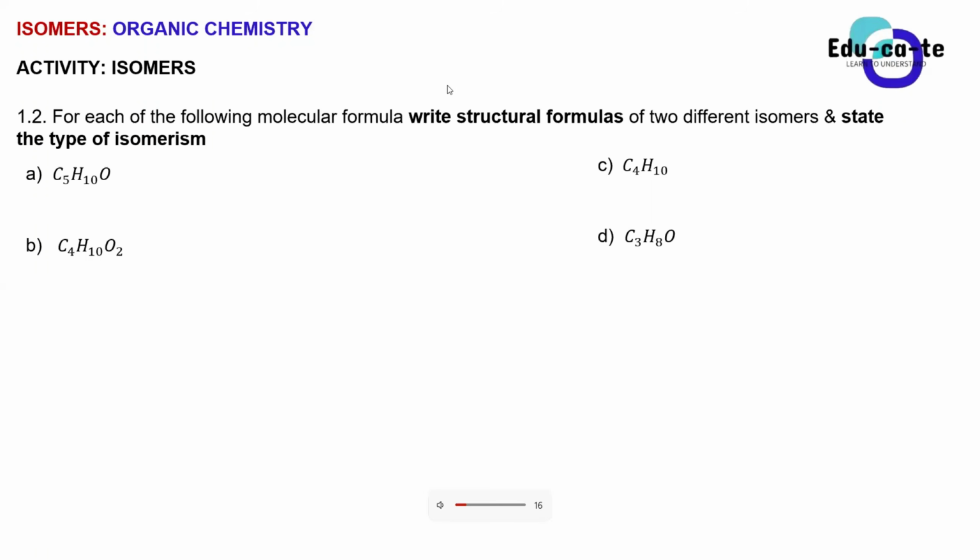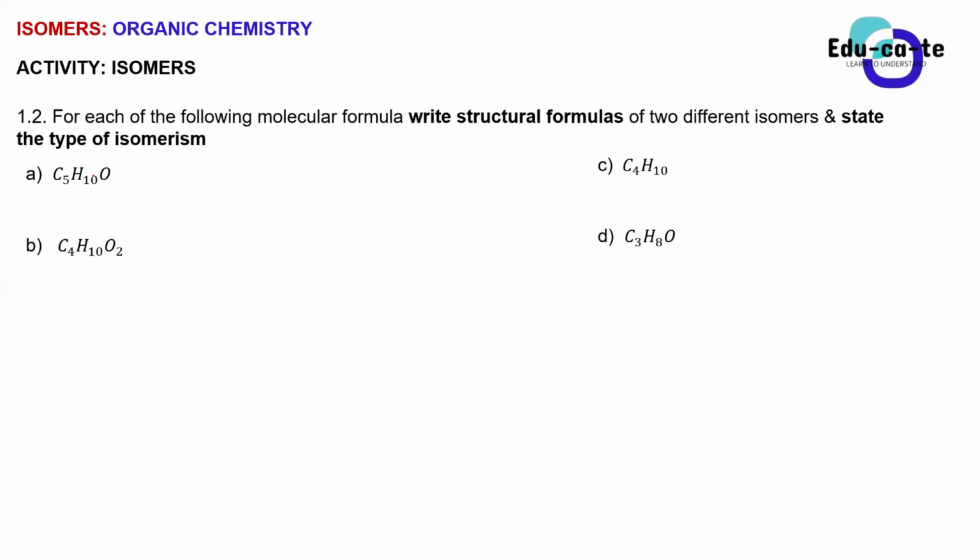So the instruction for the question was, for each of the following molecular formulae, write structural formulas of 2 different isomers and state the type of isomerism. So now you are given a molecular formula and you have to write 2 structural formulas that are isomers sharing this molecular formula, and you must state the type of isomerism between them. Is it a chain isomer, is it positional, or is it a functional isomer?